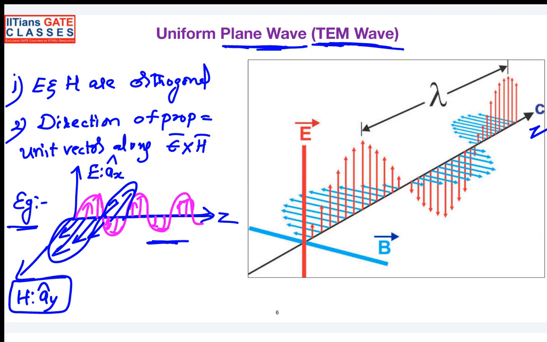So any questions regarding the uniform plane wave? For a uniform plane wave, electric field and magnetic field should be perpendicular, and the cross product of E and H should represent the direction of propagation. So you understood these two concepts?